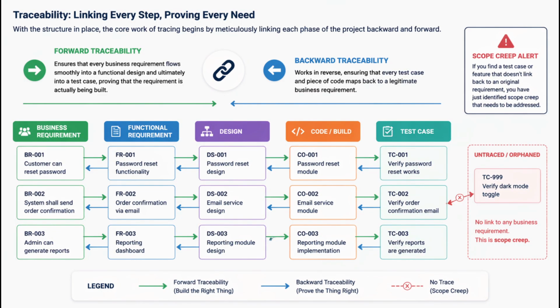Next step, with the structure in place, the core work of tracing begins by meticulously linking each phase of the project backward and forward. Forward traceability ensures that every business requirement flows smoothly into functional design and ultimately into a test case, proving that the requirement is actually being built. Backward traceability works in reverse, ensuring that every test case and piece of code maps back to a legitimate business requirement. If you find a test case or feature that doesn't link back to an original requirement, you have just identified scope creep that needs to be addressed.